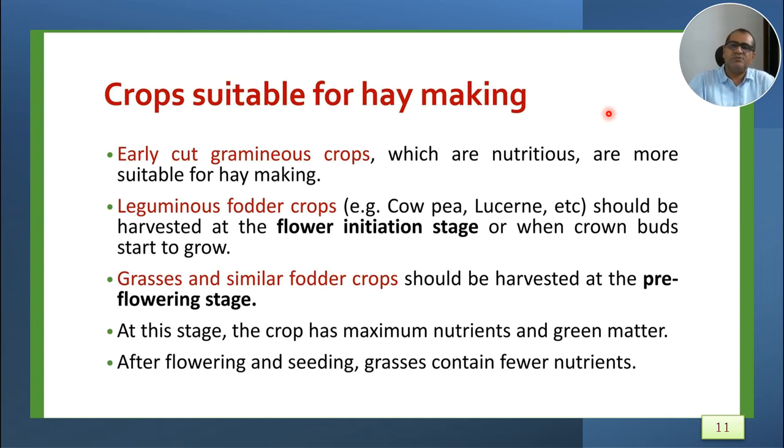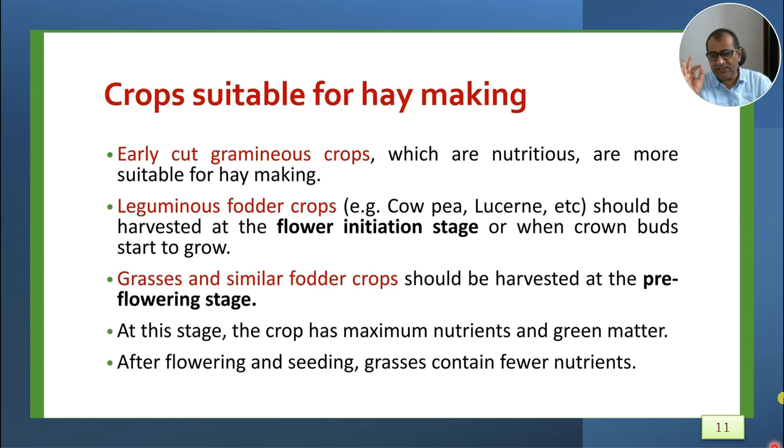And what are the crops suitable for haymaking? Number one, early cut graminous crops. Most of the early cut graminous crops are nutritious and more suitable for haymaking. Then leguminous fodder crops, for example cowpea, lucerne, etc., should be harvested at the flower initiation stage or when crown buds start to grow. Then grasses and similar fodder crops should be harvested at the pre-flowering stage. Before flowering, it has to be done.